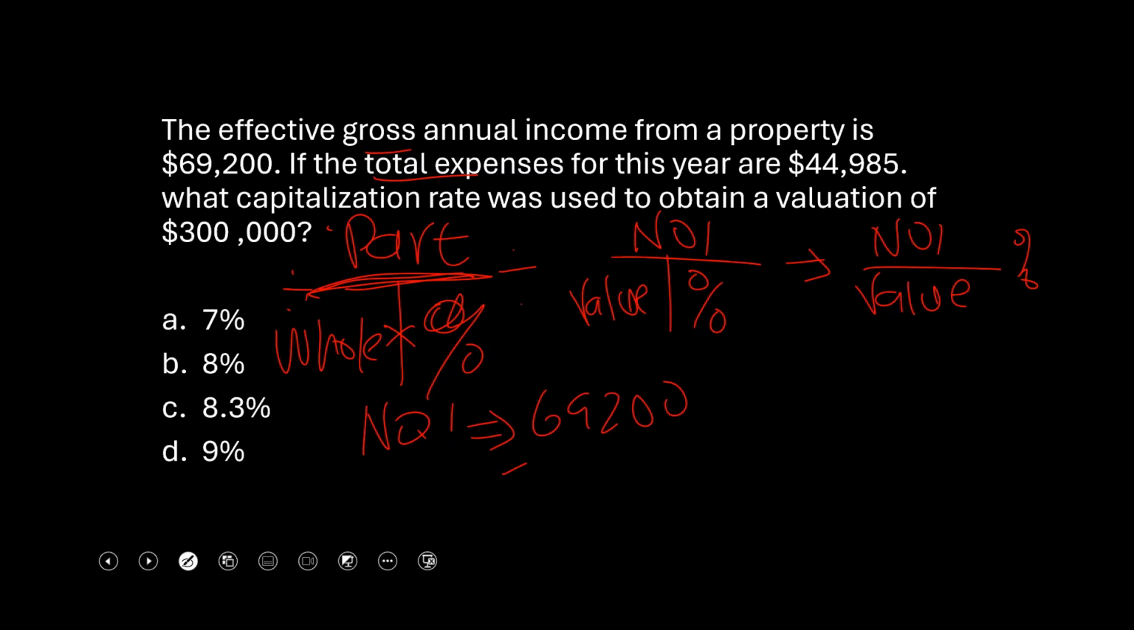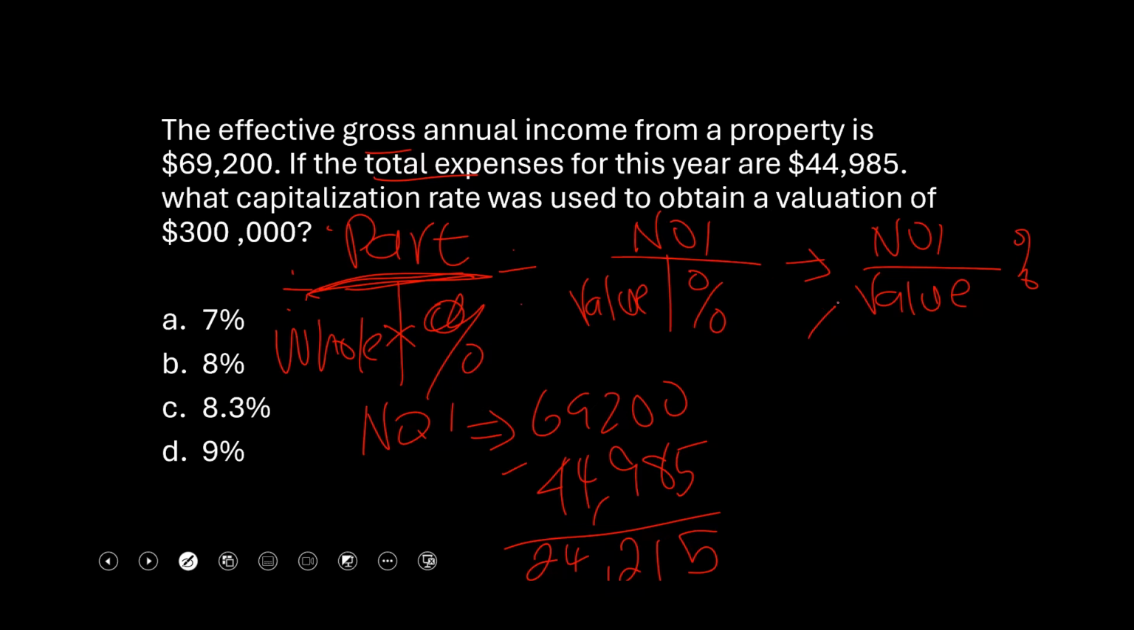So to find our NOI, that would be 69,200 minus 44,985. When you divide this, grab your calculator or you could do the math. That gives us 24,215. So that is our NOI.